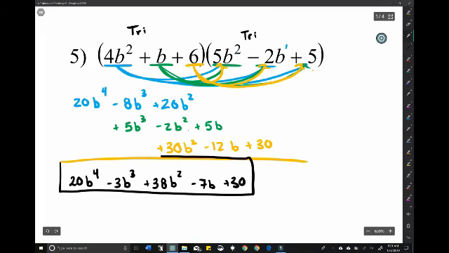Okay, so yes, they take a bit of work. It's not anything crazy, I don't think. It's just multiplying and adding. So don't let those scare you.